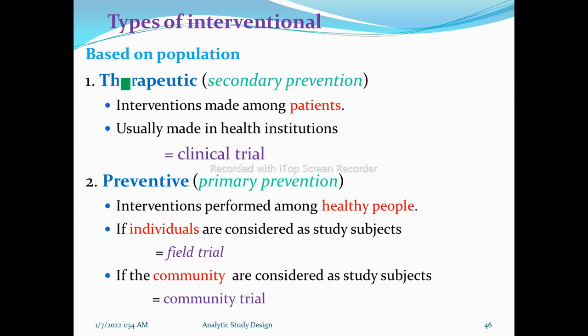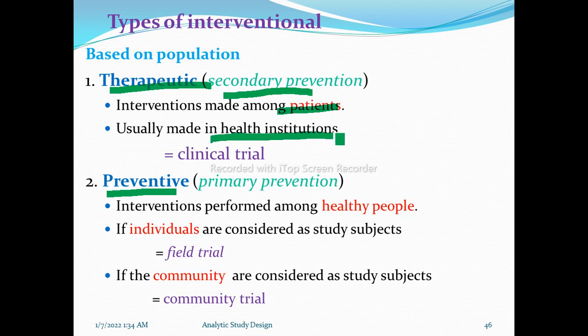So based on population, interventional study can be divided into therapeutic and preventive. Therapeutic, when we say therapeutic, it is secondary prevention. Interventions are made among patients. The study groups in therapeutic studies are patients, and since they are patients, it is usually done in a health institution. An example is the clinical trial. So based on population, it is also divided into three types of trial: clinical trial, field trial, and community trial. We have three types of trial. So the clinical trial is an example of therapeutic trial.